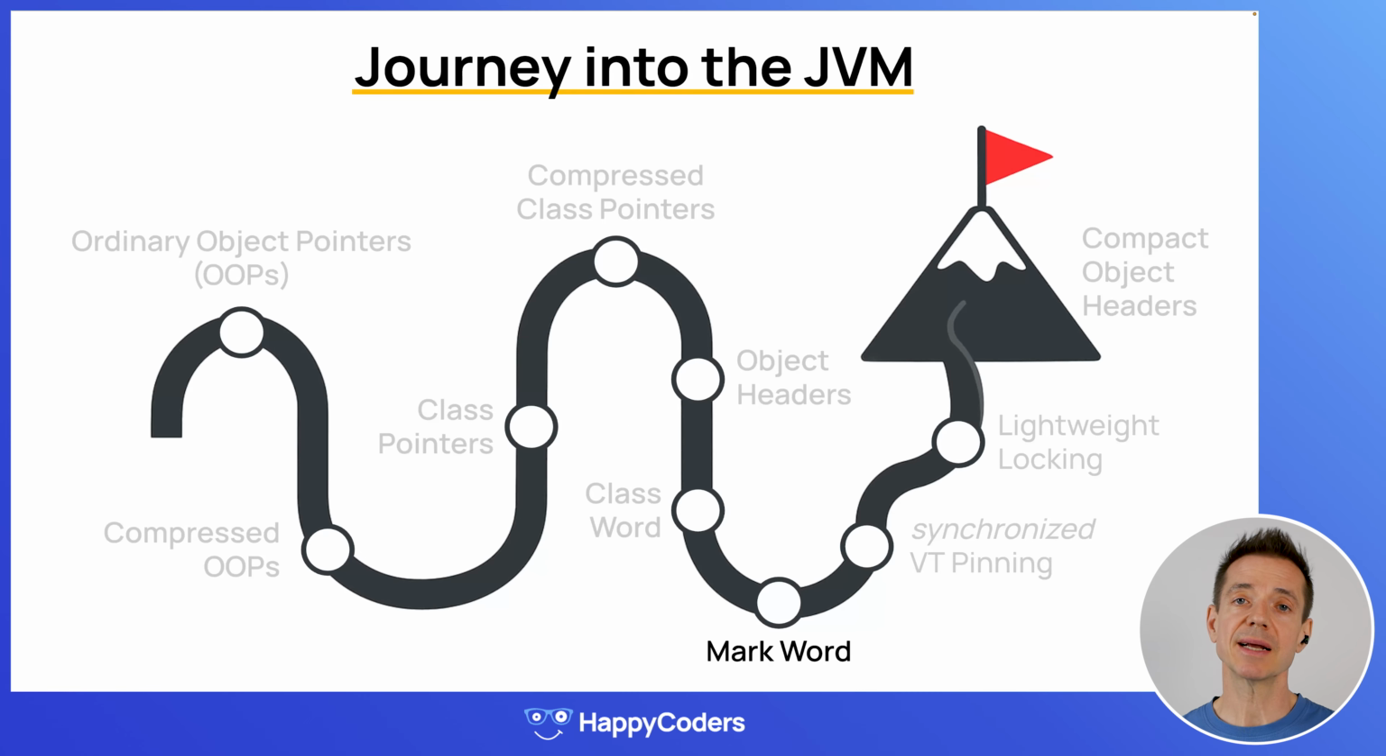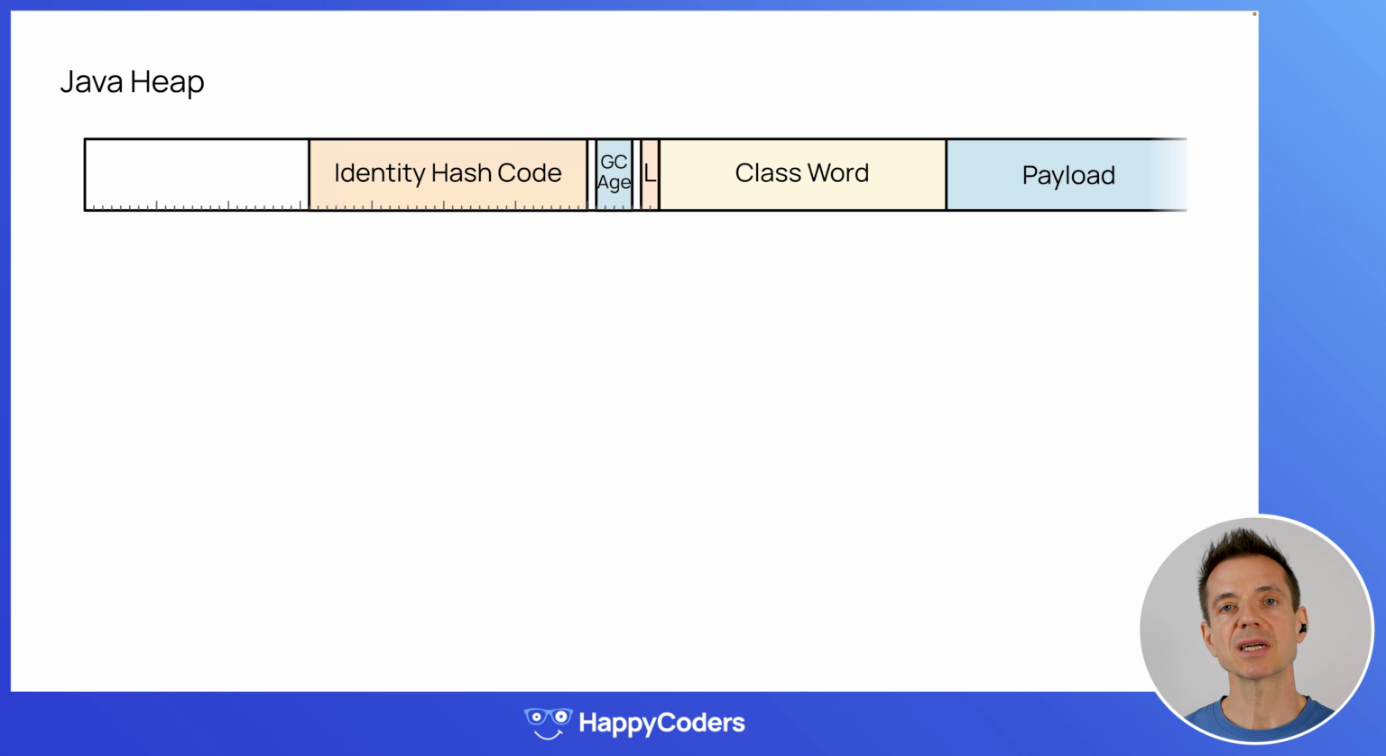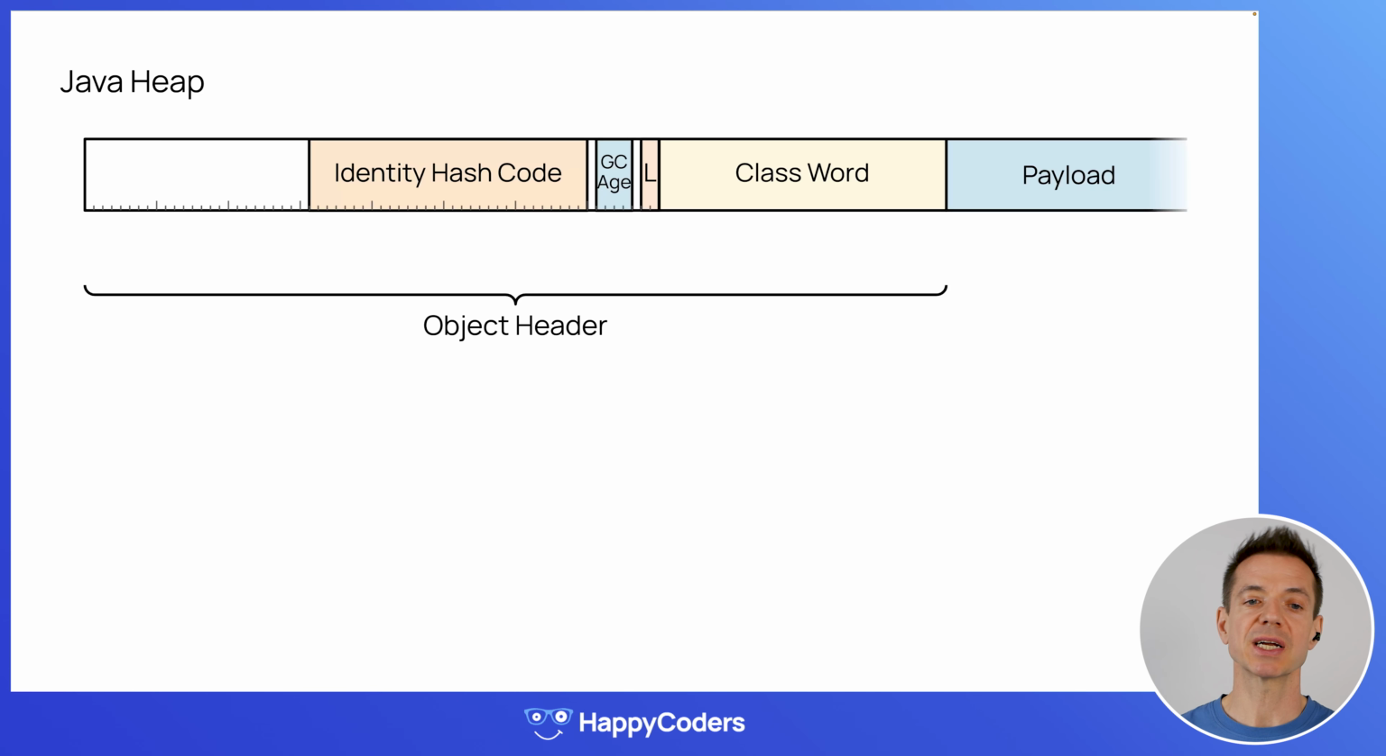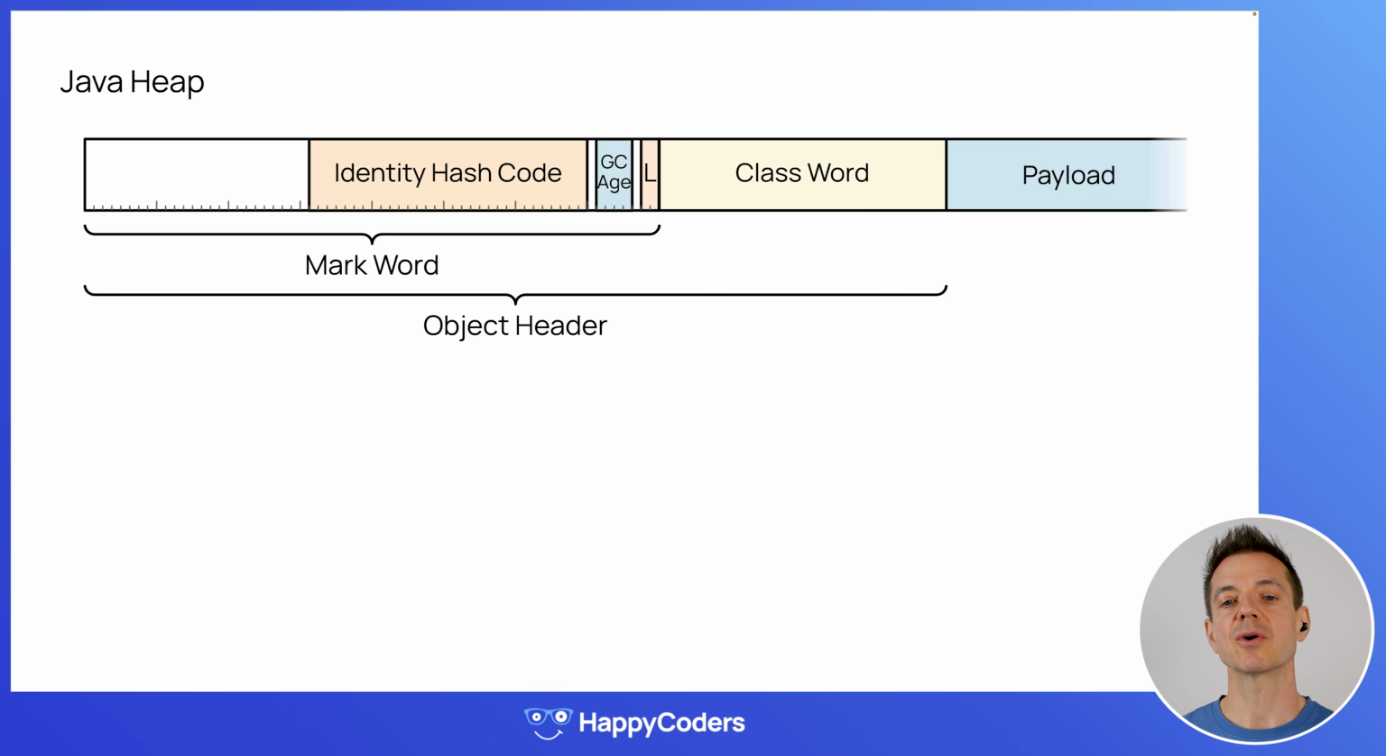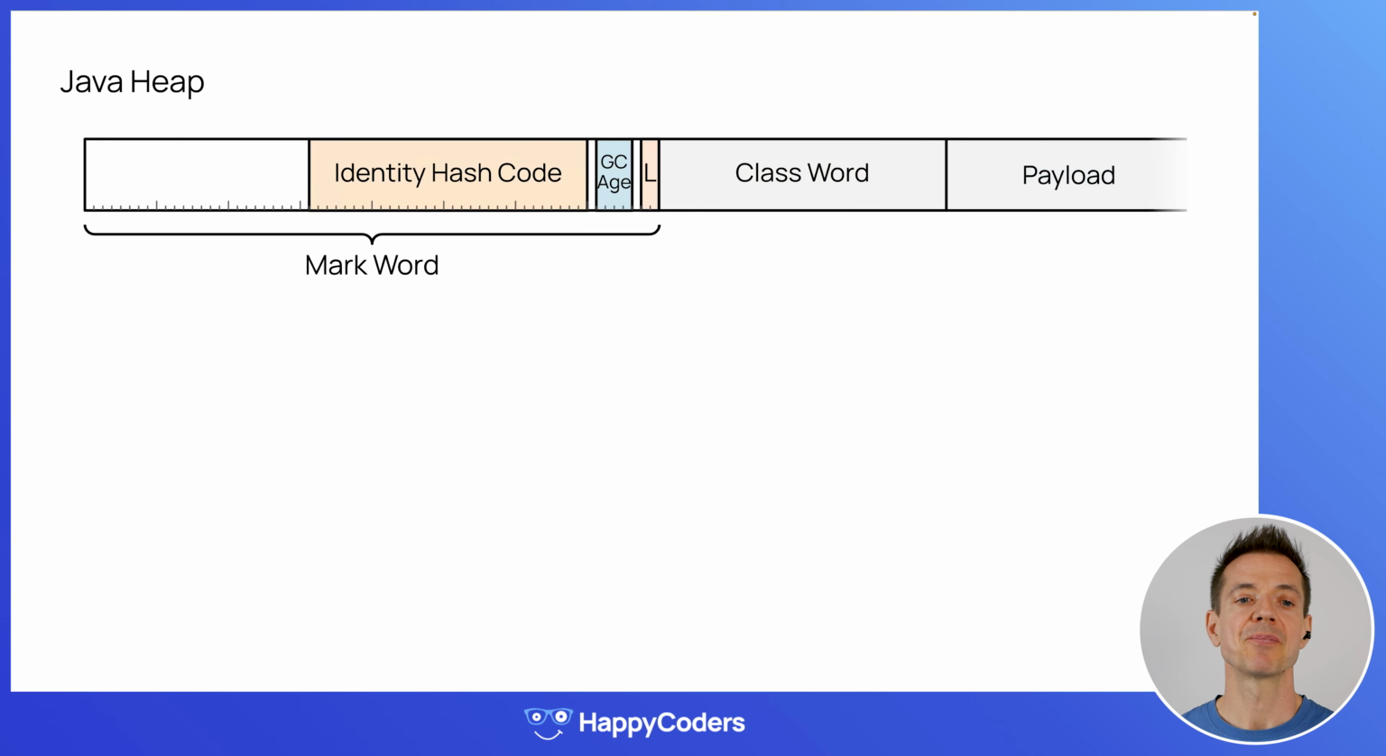But before we get to Project Lilliput, we need to look at what the mark word has been used for so far and why that has been an obstacle for the Lilliput team up to now. And that is synchronized locking, meaning the use of Java objects as monitors for critical sections. Here you can see an object on the Java heap with the object header, that is the mark word, followed by the class word and the payload. In the following, we will focus on just the mark word.